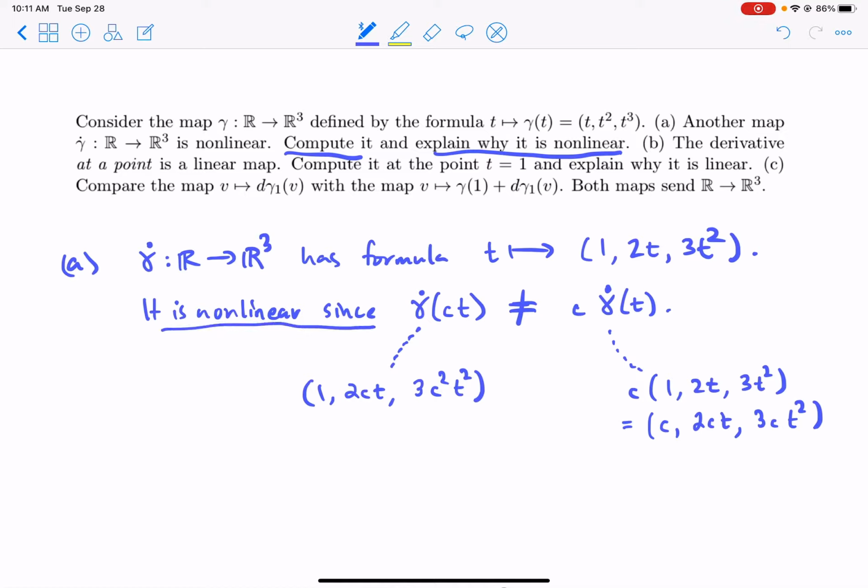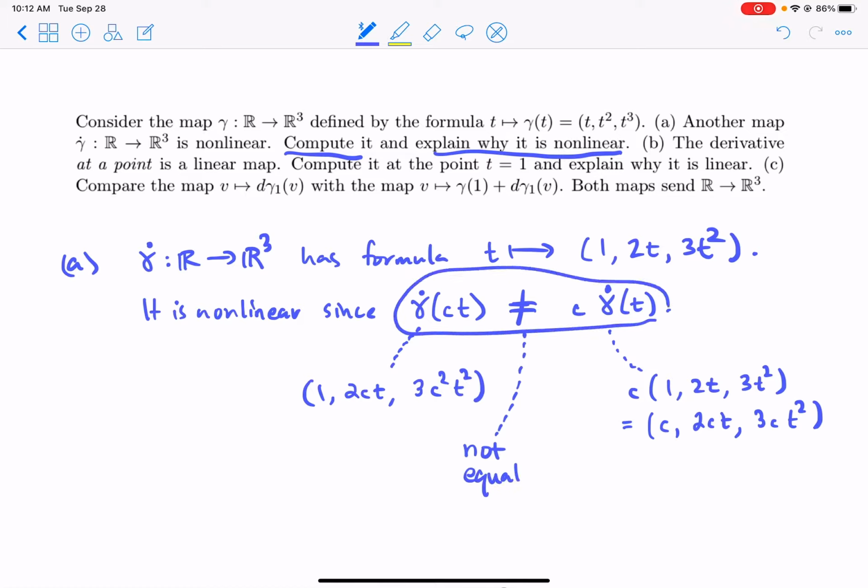It is nonlinear since, for example, here's a linear combination of just one vector. C is a scalar, and t is a vector. Well, the input space is one-dimensional, so actually t is also a number, but we're thinking of it as a vector. We can think of it either way. Regardless, this is the formula, and we see that we cannot pull the scalar out. This is one of the things that you can do for a linear map, and since we cannot do this, this symbol here means not equal. So because these two things are not equal, that proves that gamma dot is a nonlinear map.